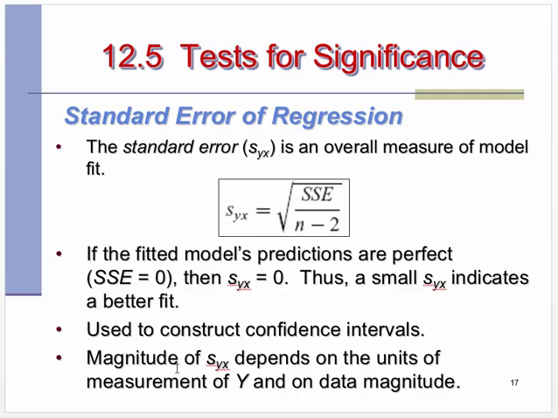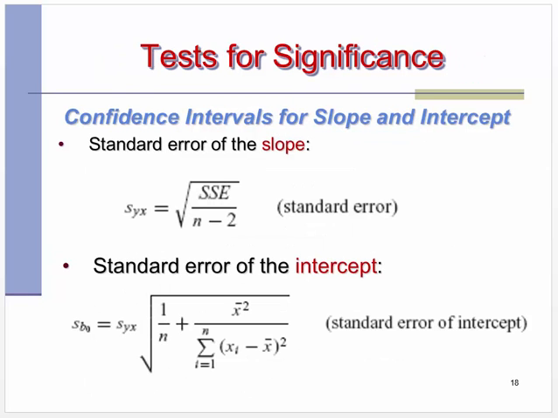The magnitude of SYX depends on the unit of measurement of y and on the data magnitude. The standard error of the slope is SYX over the square root of the sum of squared deviations of x. The standard error for the intercept is SYX times the square root of 1 over n plus x bar squared over the sum of squared deviations of x. I do not expect you to memorize all those equations, but you need to know where to find them, because our test is going to be open book, open notes.